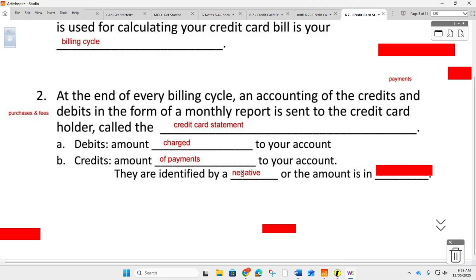It seems a little bit counterintuitive, but they mark payments and credits as a negative because that's decreasing the balance you owe. Everything is in relation to your balance on that credit card. But sometimes instead of a negative sign, they put it in parentheses. That's a very typical accounting way to indicate a negative.